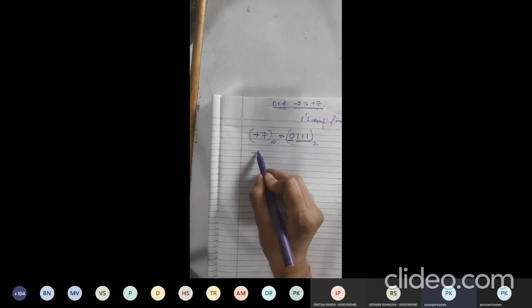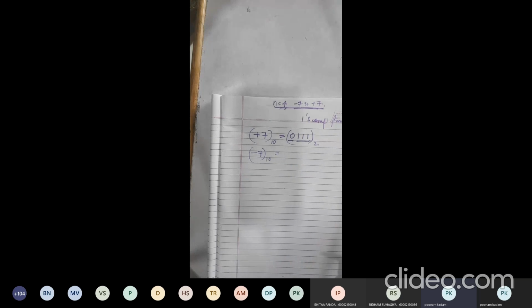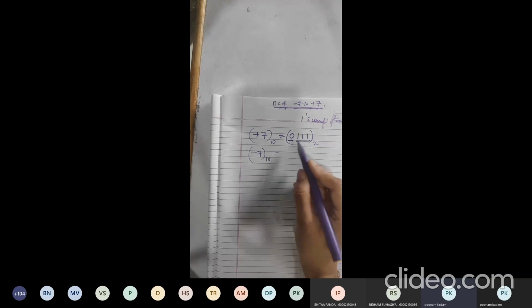Minus 7, on the other hand, if you want to represent, you have to take ones complement of plus 7.